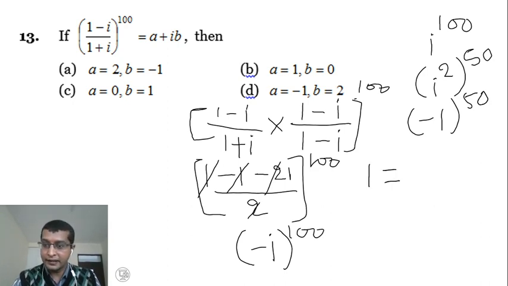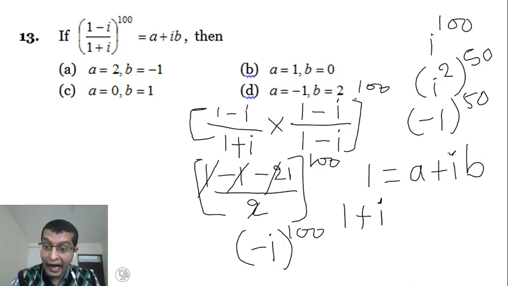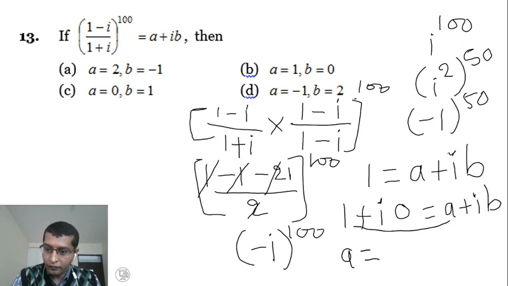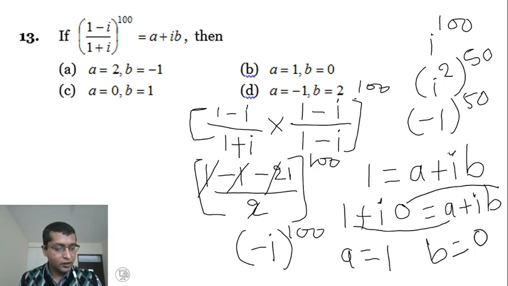And the RHS part is a plus ib. This also we have to write in complex form. So, very simple. Only the real part, I write the real part. If the imaginary part is absent, i times 0 we have to write. This is equal to a plus ib here. Now, we observe that, yes, the real part we can equate here. The value of a equal to 1. The imaginary part we equate. So, b equal to 0. So, we get the solution as a equal to 1, b equal to 0. That is, the correct option is B.